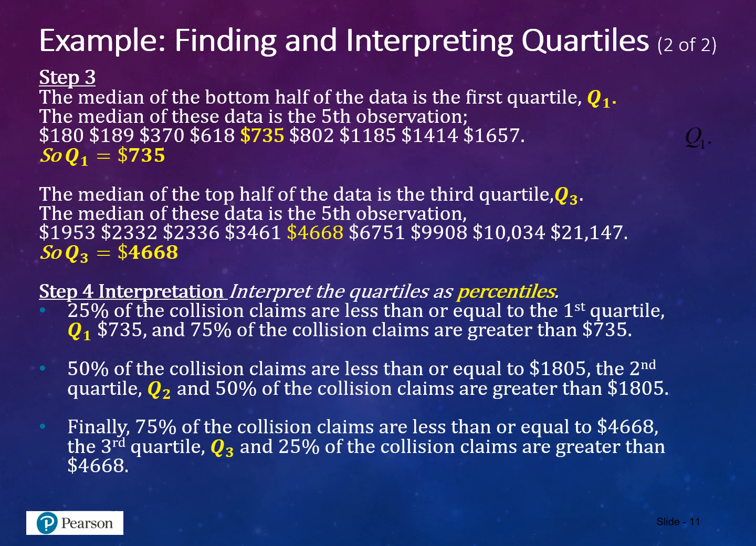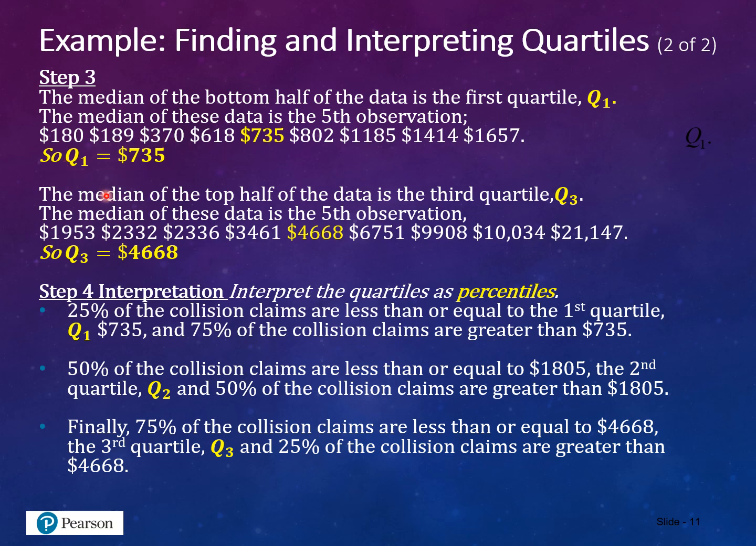Step 3, the bottom half of the data is the first quartile, and that was the first row we saw in the last chart. The median of these data, because it's 9 data points, is simply the one in the middle, which is the 5th observation. You can see all 9 points here from that first row. The middle one, the median of that data, is 735, so this is quartile 1.